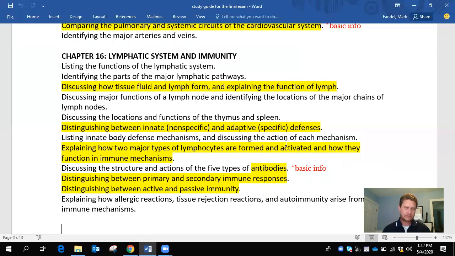Now, on here it talks about the difference between active and passive immunity. Active immunity is when our body does something to produce the antibodies or the memory cells. Passive immunity is when it comes from an outside source, right?